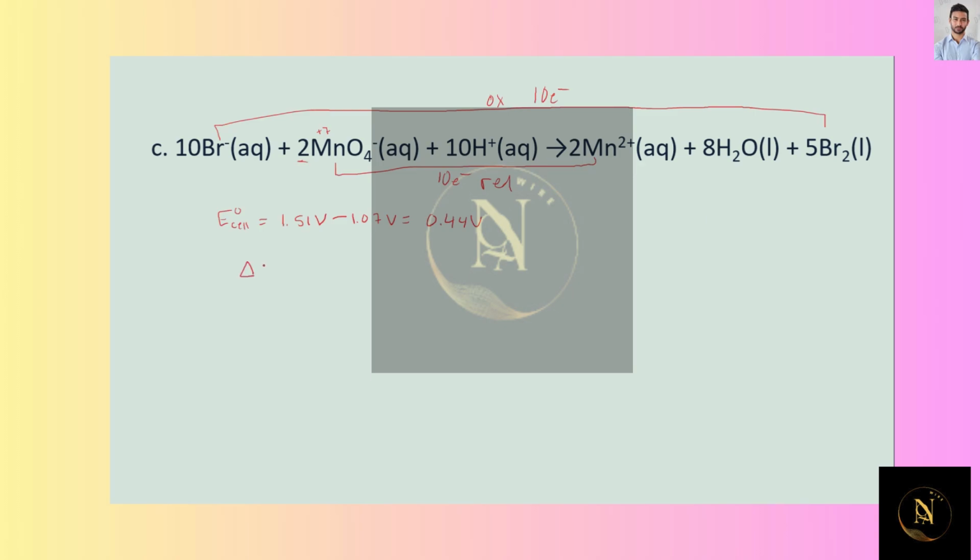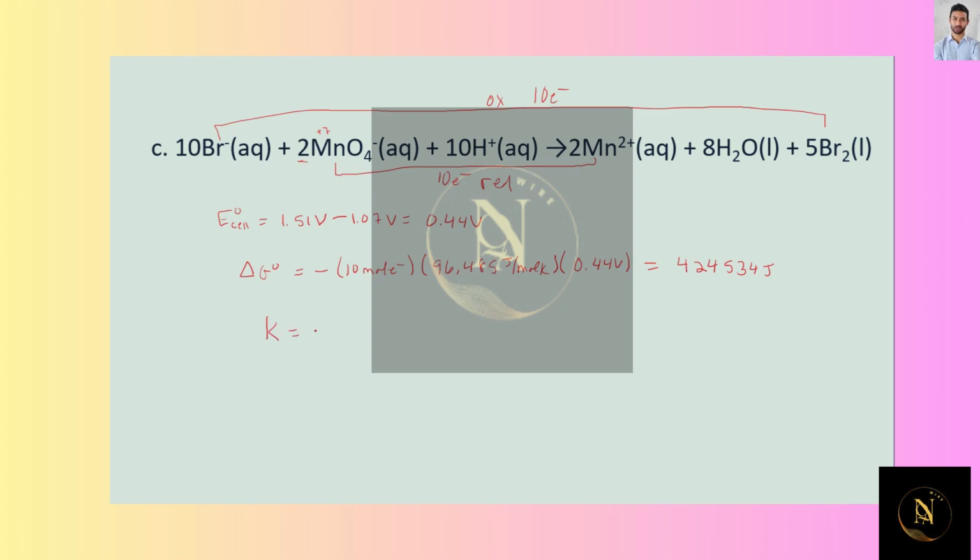We then solve for delta G naught, which is equal to negative, in this case 10 moles of electrons, times Faraday's constant of 96,485 joules per volt mole, times the cell potential of 0.44 volts. And I get that delta G in this case is negative 424,534 joules. So I'm going to plug that into my equation for K.